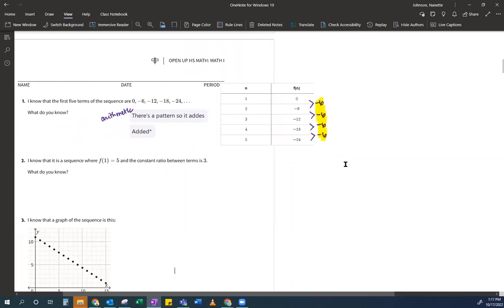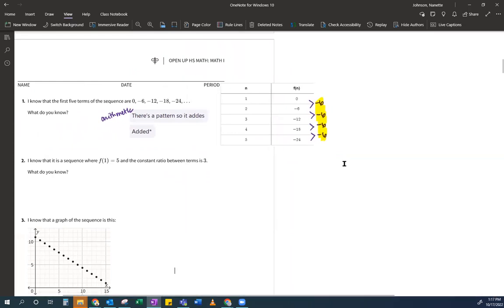Okay. So here's my constant difference. That's the number I added over and over again. But some of you are like, hey, Ms. Johnson, it's subtracting 6. Yes. Adding a -6 is the same as subtracting 6. Okay. So the big deal here is we're not multiplying. So I'm going to label him as my constant difference.